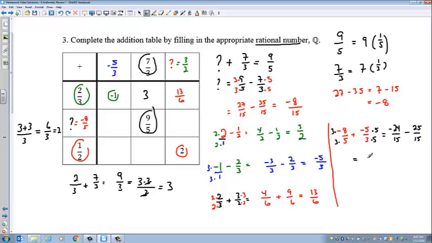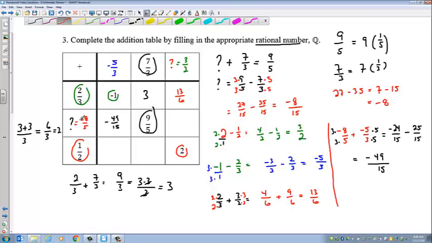And so that's going to be equal to negative, so you have negative 24 minus 25, so it's going to be almost negative 50, but one shy, so negative 49. And so you can combine them together if you want and say negative 49 over 15. And so that goes right here, negative 49 over 15. And it looks like I made a mistake again because I didn't copy it down right. So let's go back here. That should have been a 15.